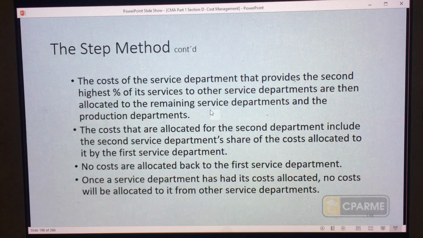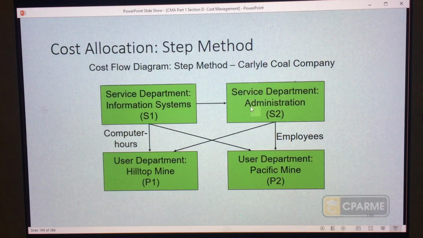Okay, this is what it looks like. Remember that in the direct method, there is no exchange of services between your service departments. However, for the step method, you can allocate from S1 to S2. However, you cannot transfer costs from S2 to S1. You have to allocate all of the cost of S1 to S2 and to the final cost departments. Nothing goes back to S1. That's why it's a step method.